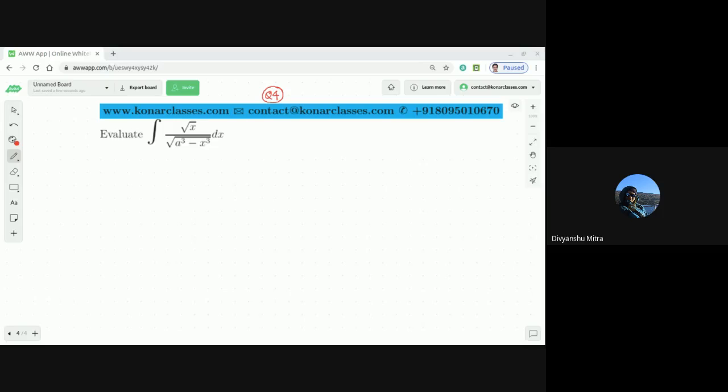Sir, I took t square is equal to x cube. Then t is equal to x to the power 3 by 2. Sorry, Divanshu, tell once more. I took t is equal to x to the power 3 by 2. Basically, t square is equal to x cube I took. Correct. Yes, I did the same. That is the right approach.